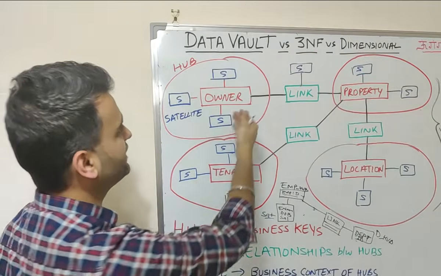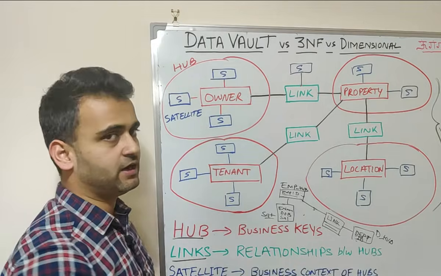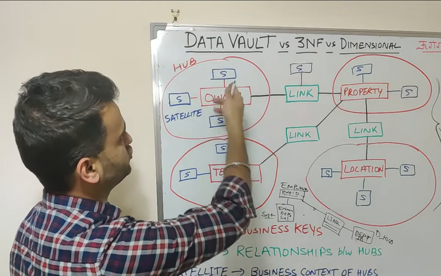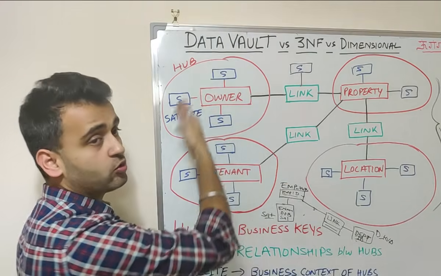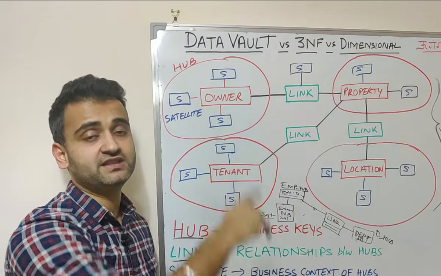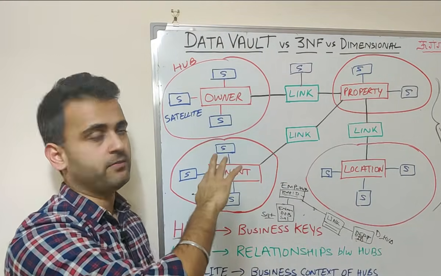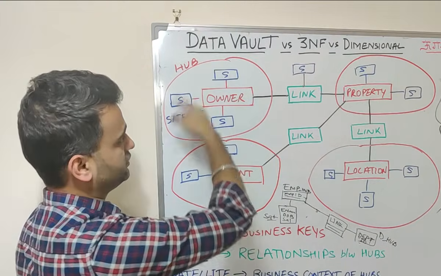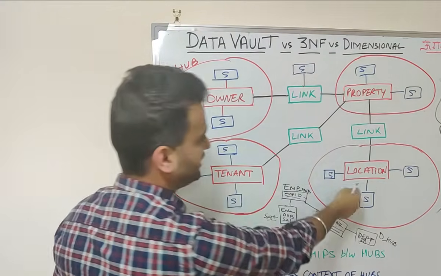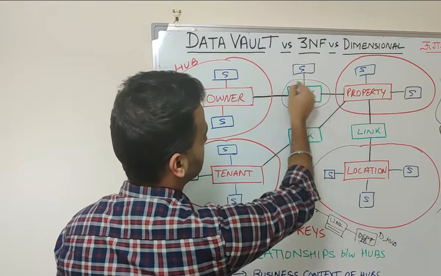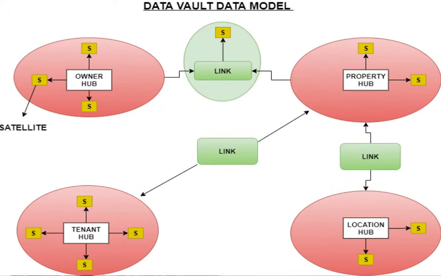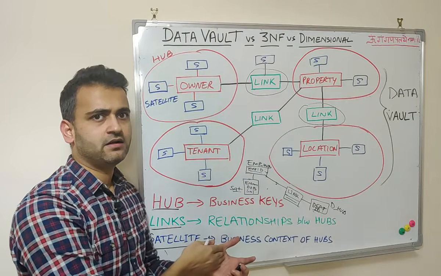Here, what we have done is we have taken the owner as a hub and we have shown other satellites which contain the details of that owner. So the owner details table which you were seeing in the third normal form can now come into this particular structure. Similarly, property, location, tenant and everything connects through this particular link. So this is an overview of the architecture. Let's quickly understand this architecture at a detailed level.